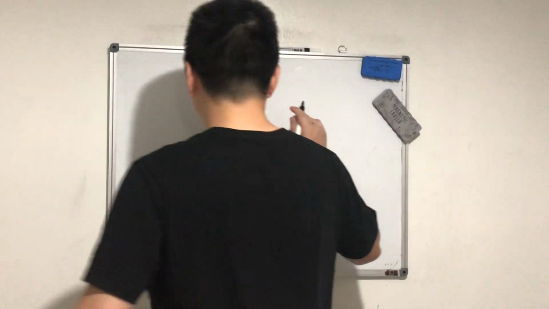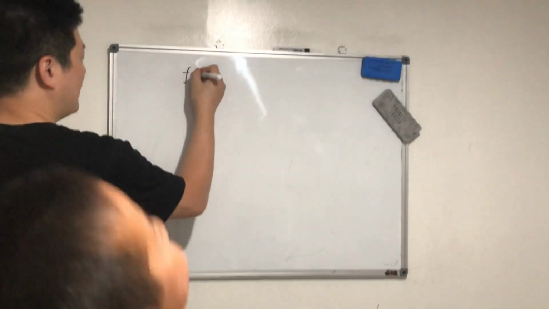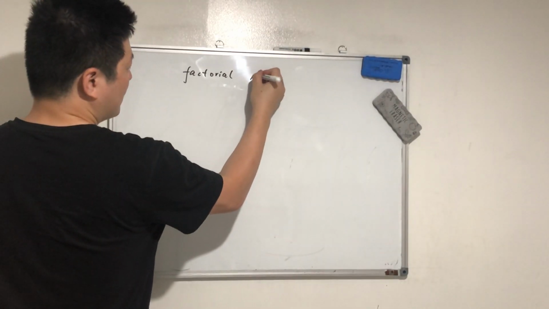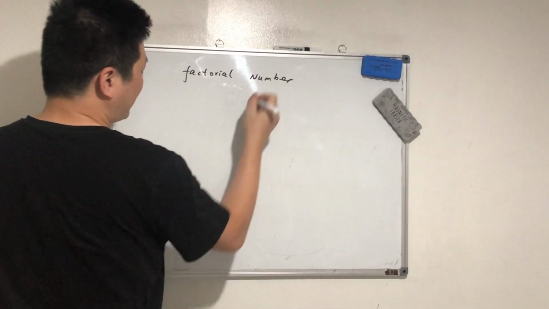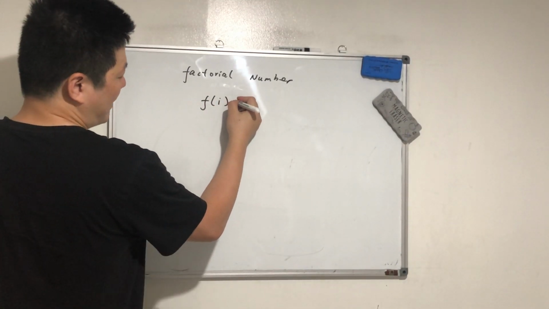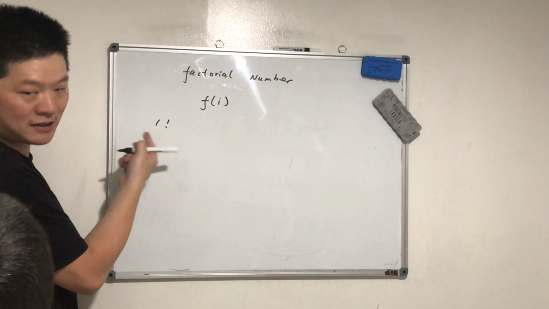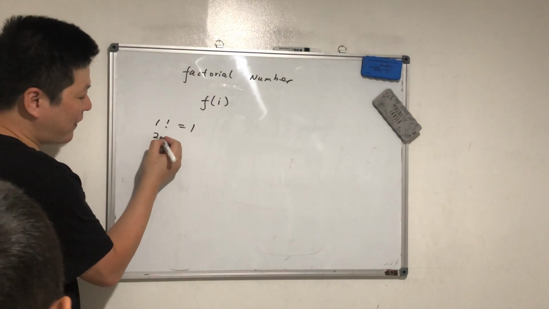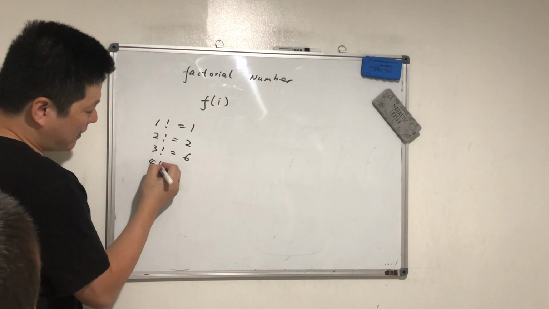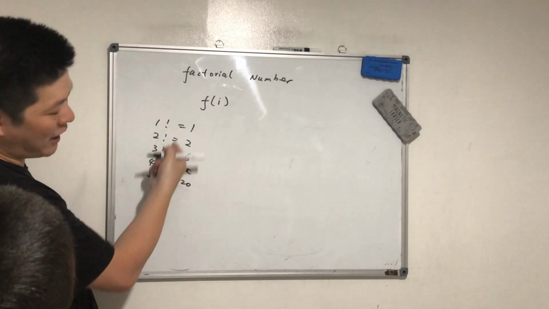Okay, so do you still remember what a factorial number is? Oh yeah, it's an exclamation mark. Okay, and you just multiply. Can you tell me what a factorial is? For example, 1 factorial equals what? 1. 2 factorial is 2, 3 factorial is 6, 4 factorial is 24, 5 factorial is 120. Okay, so what are we doing here?